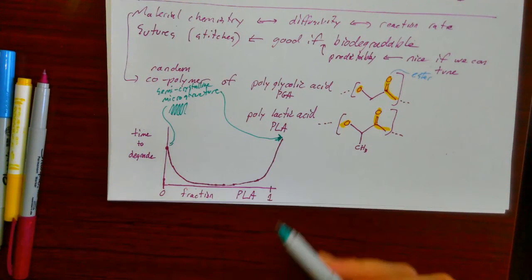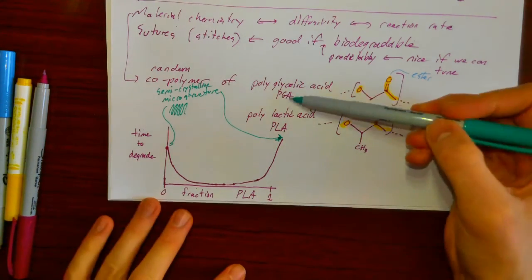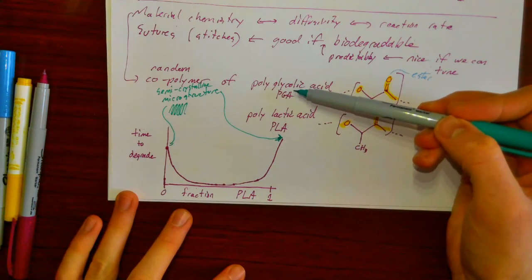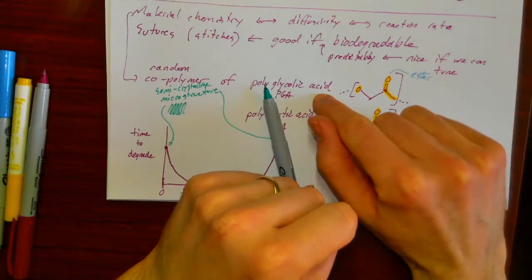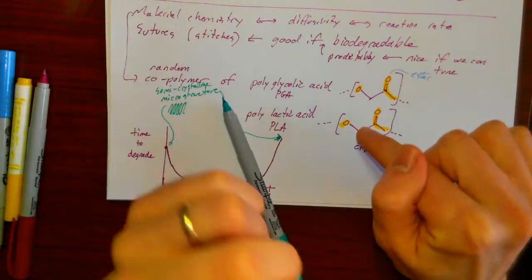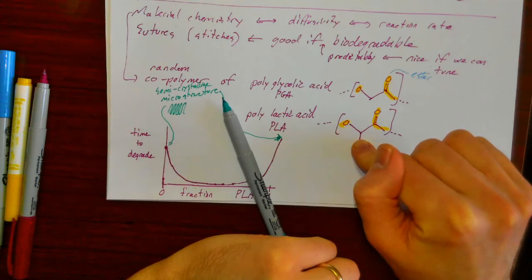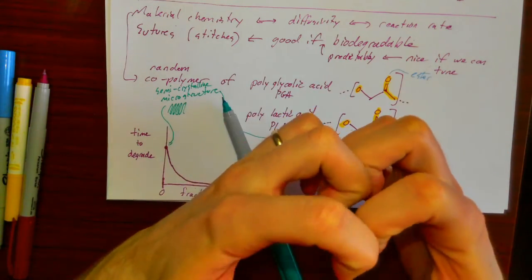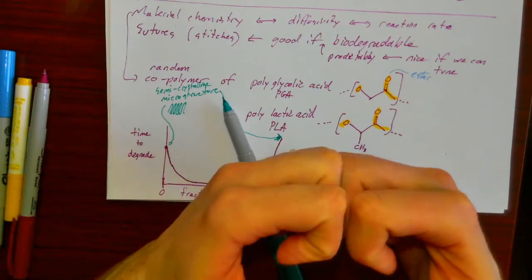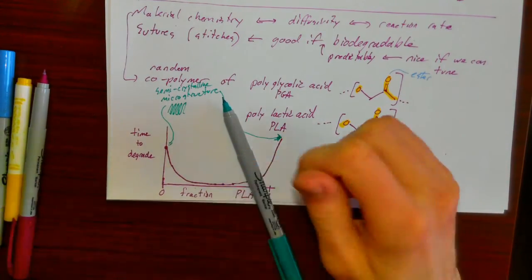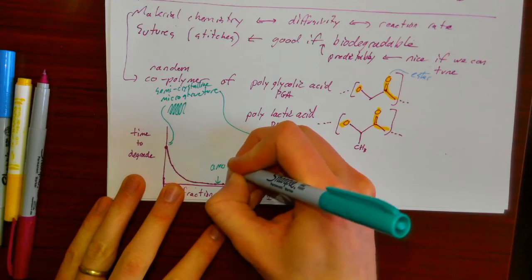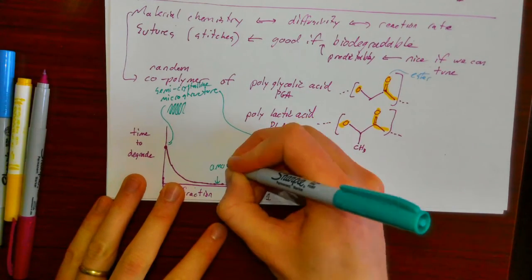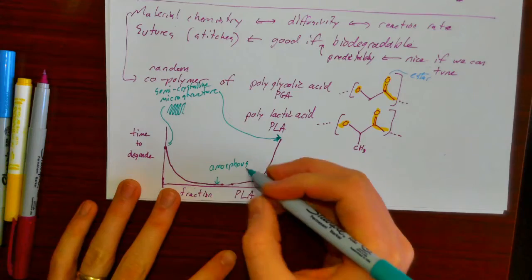But if we have a random copolymer of polyglycolic acid and polylactic acid, they don't line up, right? We have one chain and another chain, and the methyl groups stick out on one chain, they stick out on another chain, but they're not always sticking out in the same place, and those chains can't pack very nicely. So we end up with an amorphous structure down here.